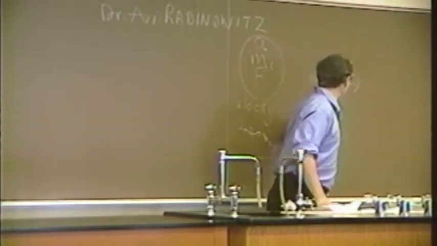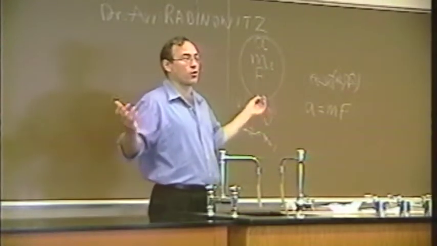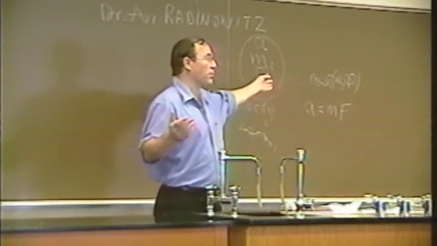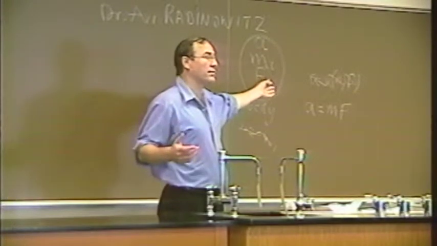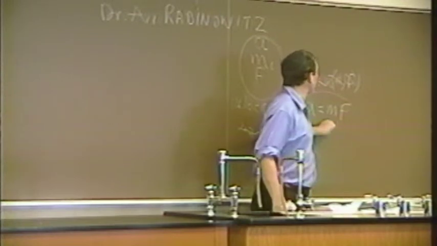Okay, A equals MF. Good. That's an equation. It incorporates all three. It's a possibility, right? It's a candidate. Can we rule it out? What might not make sense here?